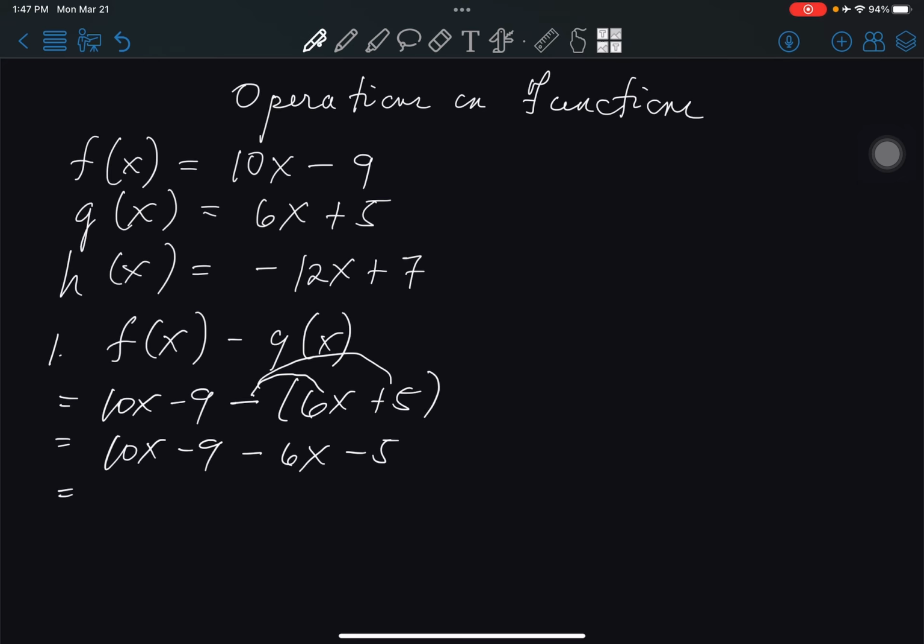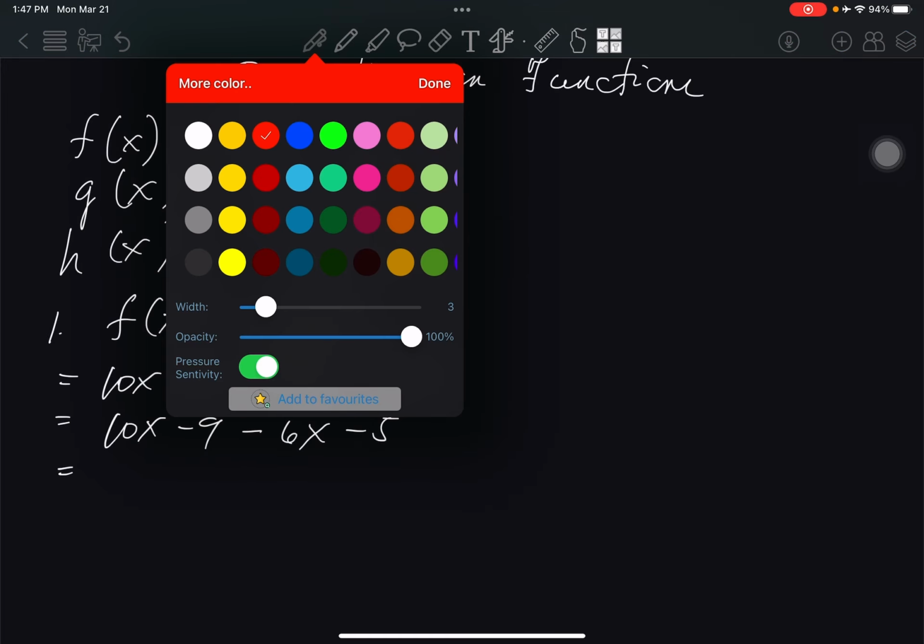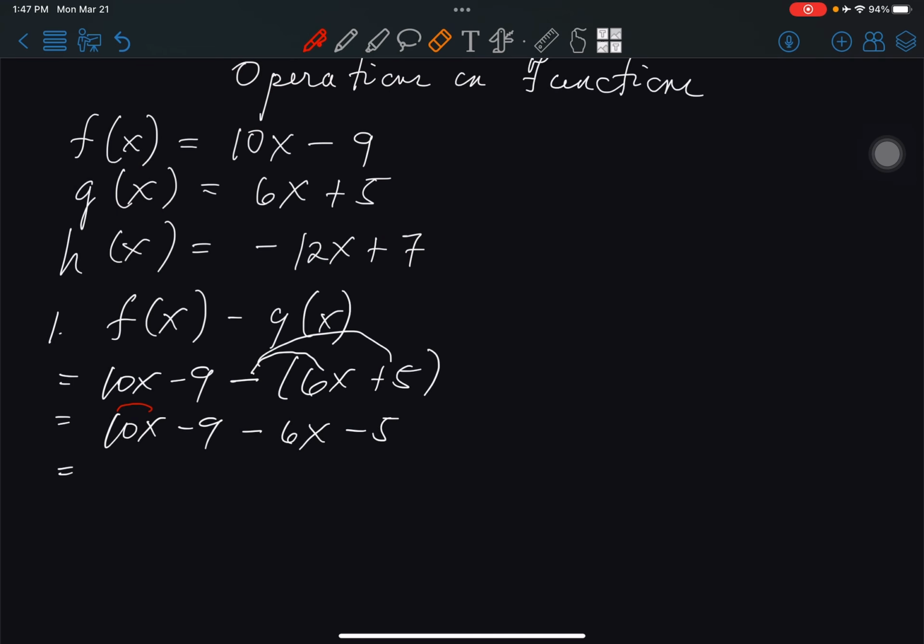Now, you're going to find out the difference by simply combining similar terms. From our example here, we have our similar terms. We have here your 10x and your minus 6x. So, 10x minus 6x is equal to 4x. Then, minus 9 minus 5 will be equal to minus 14. So this is now the answer, or the difference between f of x and g of x.